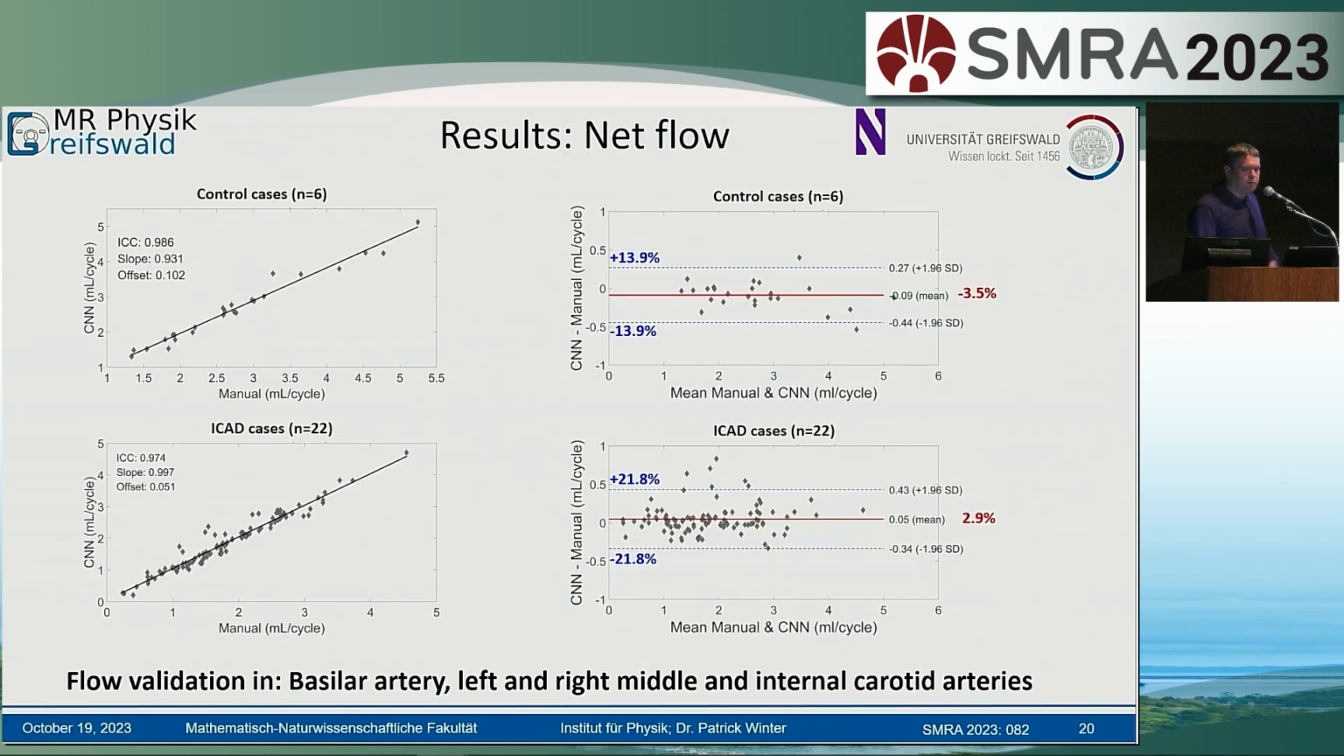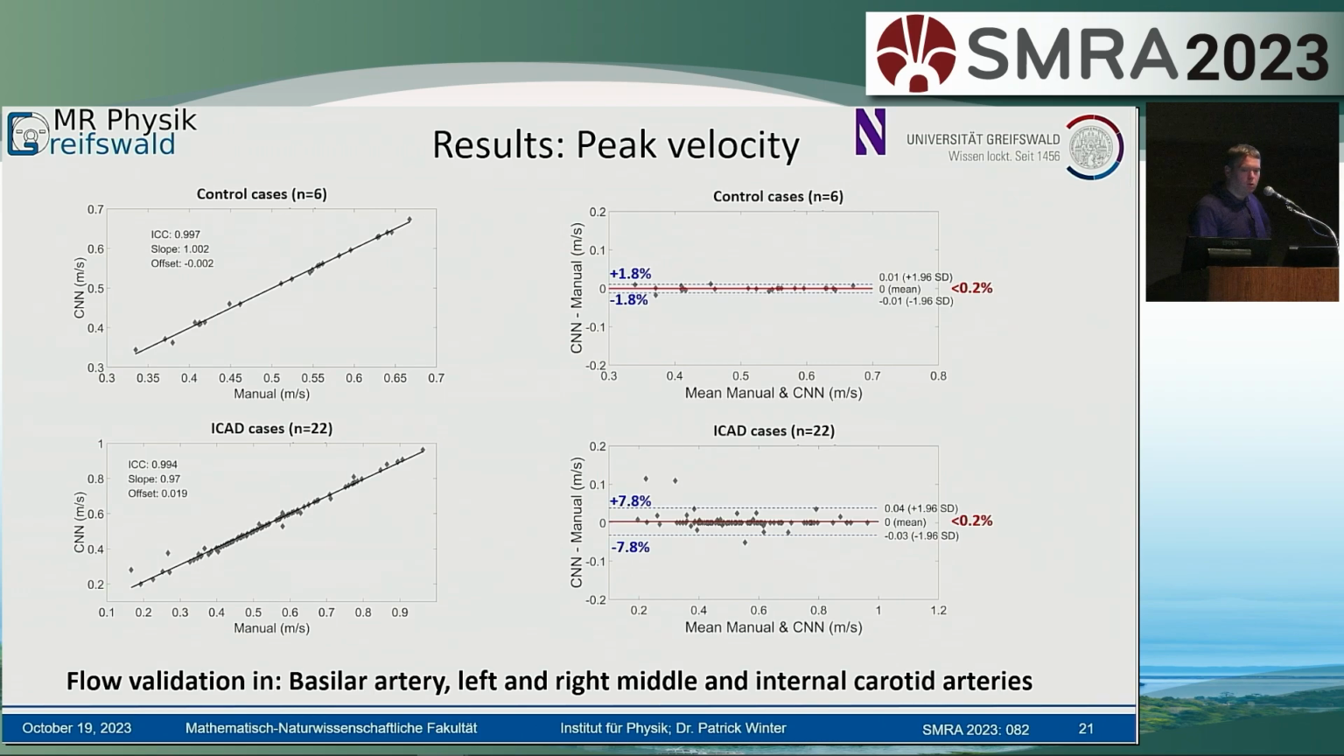Here you can see an overview over the statistical analysis. On the left-hand side is a correlation analysis of the net flow, and here you can see that we achieved very good ICC scores of over 0.93 and slopes very close to 1. In the Bland-Altman analysis, we saw a bias in the range of 3% and limits of agreement smaller than 22%. The same can be said for the peak velocity values, where we have ICC scores very close to 1 and also slopes very close to 1, a bias smaller than 0.2% and limits of agreement smaller than 8%.